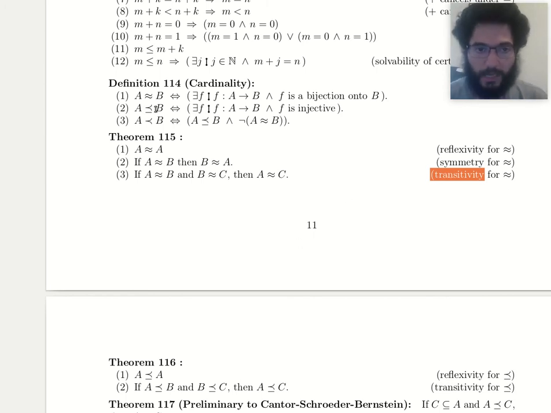Now, for our curvy less than or equal to symbol here, which only expresses the existence of an injection and not necessarily a bijection, you don't get the equivalence relation properties. You only get two of them, reflexivity and transitivity, but you don't get symmetry.